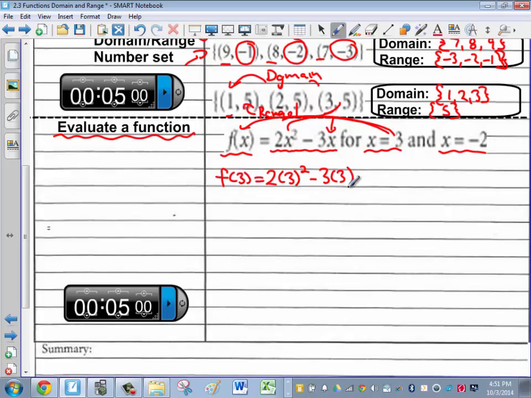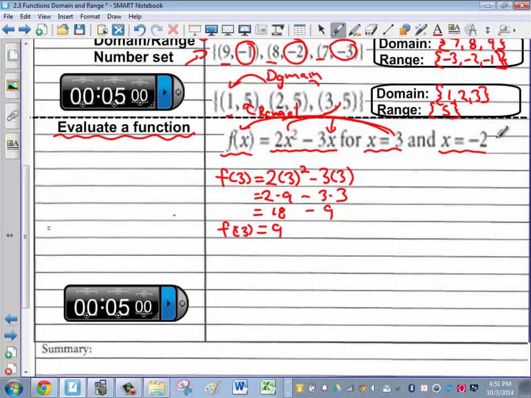Now that we're at this point, it's all about simplifying it down. This is 2 times 9 minus 3 times 3. This is 18 minus 9. And this is equal to 9. So f of 3 is equal to 9. There you go. Not too bad, right? Let's try this one right here.